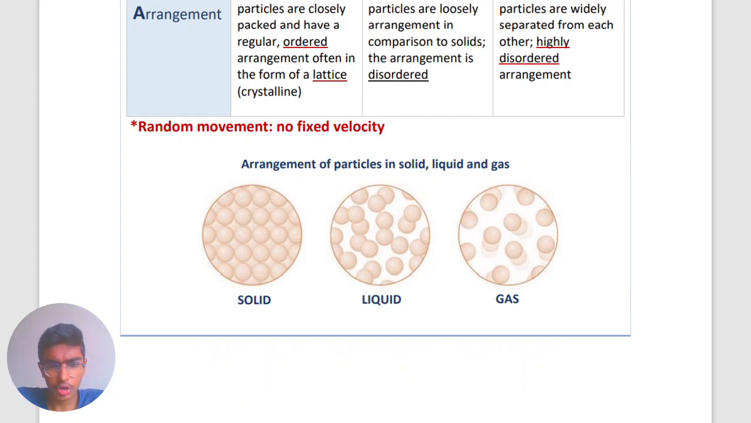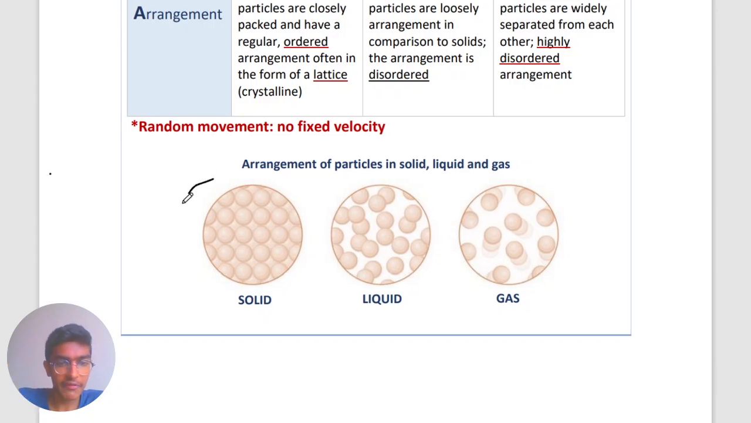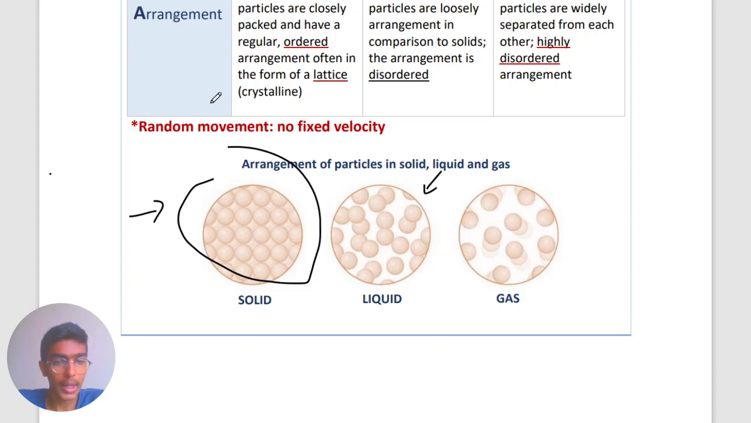So we move on, and now this is just a simple diagram, and it's quite familiar. I'm sure you've seen this diagram before. You can see solids right here. They have a fixed position. They're tightly packed together, and they're regular. The liquids are kind of regular, but not as regular as the solids. And then gases are just separated from each other. And remember here it's saying random movement. That means that when the particles move, it's random. There's a random movement between each other.